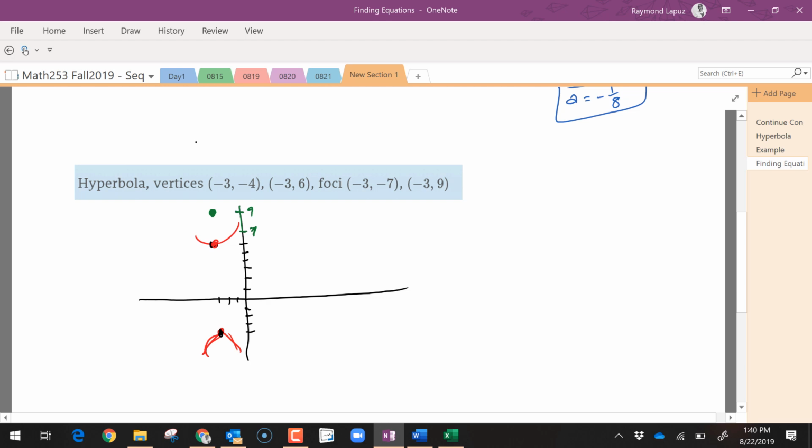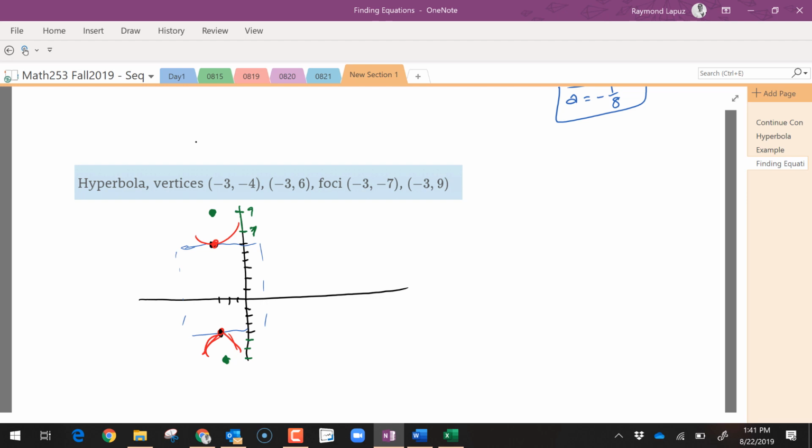And -7, so -4, -5, -6, -7. So 3 units up and 3 units down. So we have some idea of how this thing's going to look if we draw our box as much as we can, because we don't have the big picture yet. We can at least draw the box going this way. And then we don't know how far it's going to go to the left or to the right. The focus is controlling that at this point.